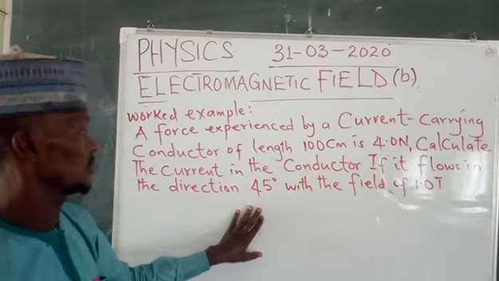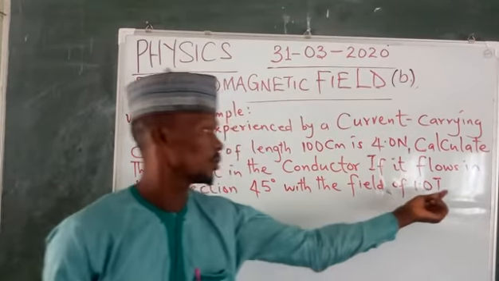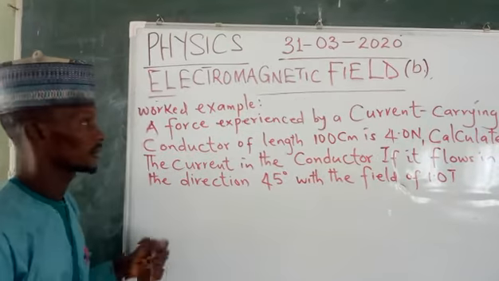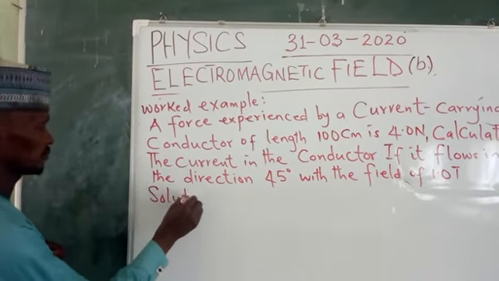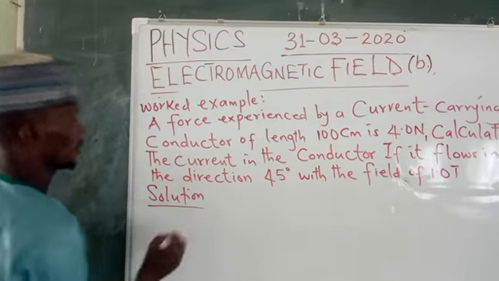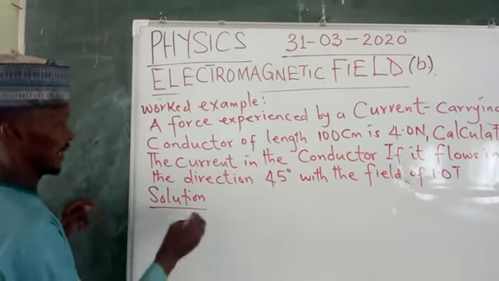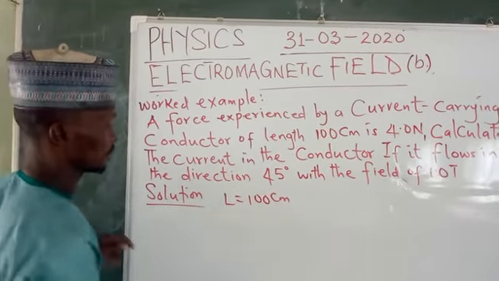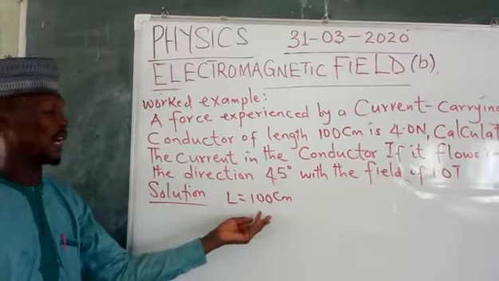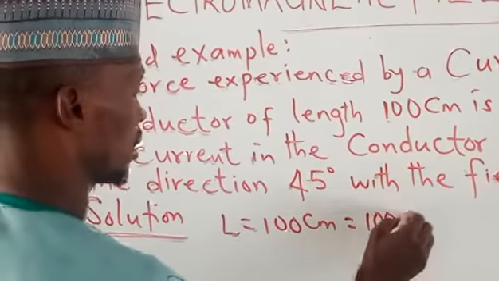Based on these factors, we are able to establish the fact that F equals BIL sine theta. F is the force, B is the magnetic field, I is the current, L is the length, and theta is the angle. Remember, we have 1, 2, 3, 4. These are the factors upon which this particular force on a current carrying conductor depends.